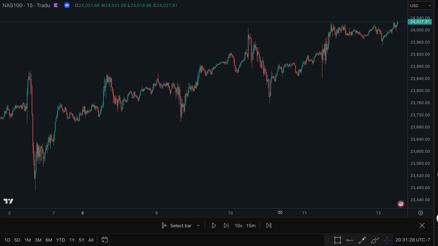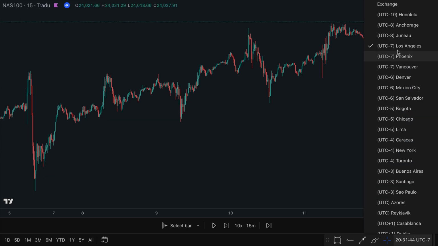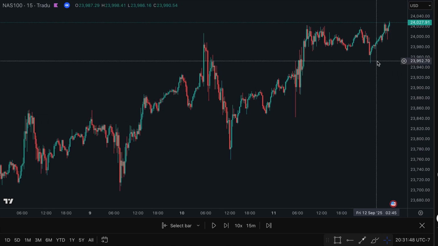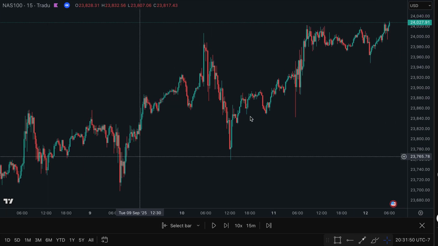So, simple trade recap as of this morning. Today's date is September 12th, Friday again. Right now it's about 8:30 p.m. PST, LA time. But anyways, what did I see, right? Each of these candles are in increments of 15 minutes. Again, we're looking at NAS 100.